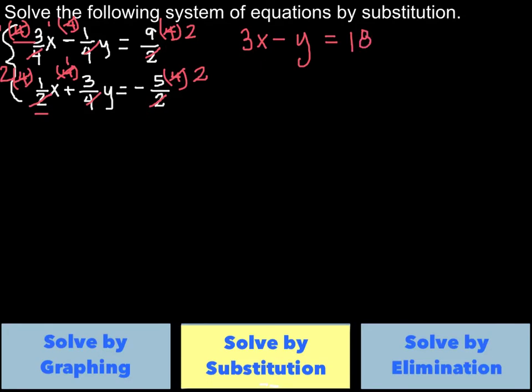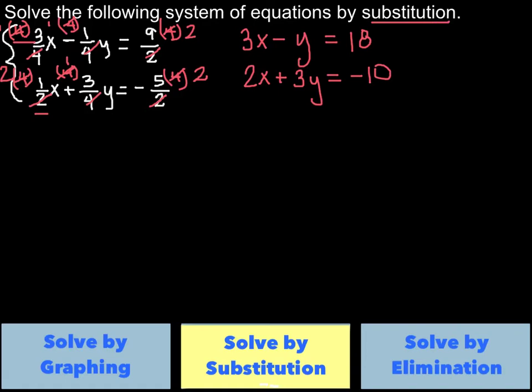Now in the second problem, I have 2 times 1 times x, which is 2x, plus 1 times 3 times y is 3y. And then I have negative 5 times 2, which is negative 10. And now again, I wouldn't do substitution on this problem. I would do elimination if it was me, but this is teaching you substitution, so let's do it.